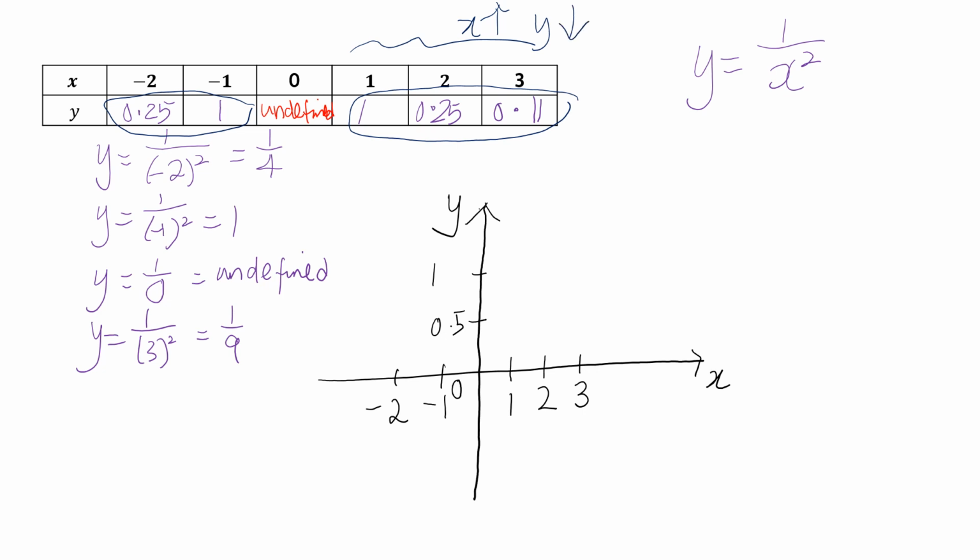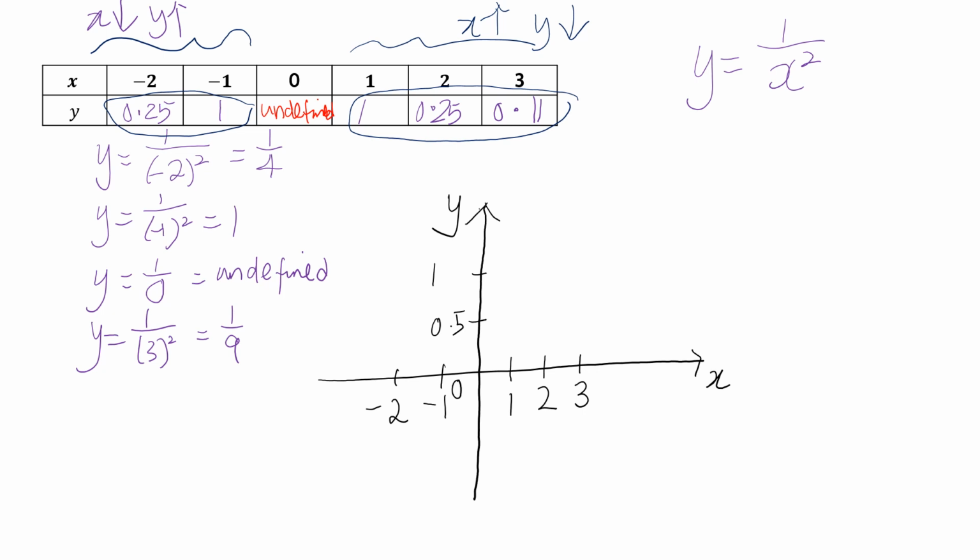Okay, so for this part here, it's the other way around. When x decreases, your y gets bigger. And similarly, when you let x be 0, there's no x-intercept, also no y-intercept, because when you let x be 0, 1 over 0 is undefined.